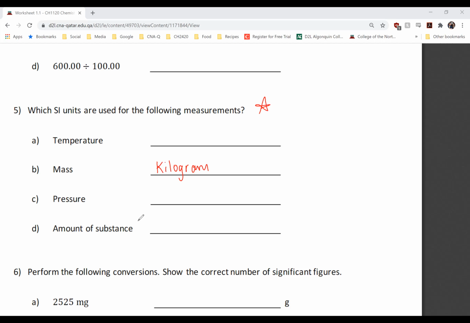Amount of a substance, this is an exciting one. We're going to talk about this in maybe chapter 3 or chapter 4. It's the mole. This is huge in chemistry. Now, temperature can be a bit confusing because there are a lot of units for temperature. There's Celsius, there's Rankine. If you've ever heard of Rankine, it's not used very much. There's Fahrenheit, but in chemistry, or for SI units, we use the Kelvin.